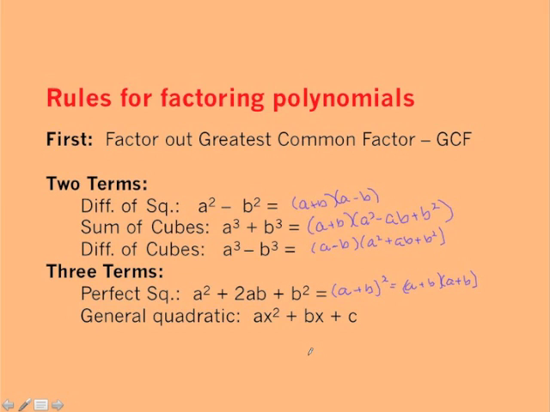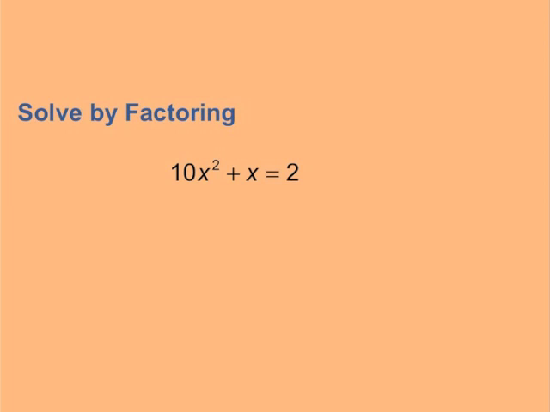A general quadratic equation, ax squared plus bx plus c, can be solved in a variety of ways. For factoring, the best way to do that is guess and check using FOIL. Here's an equation to solve by factoring. First thing we have to do is get it in standard form: 10x squared plus x minus 2 equals 0. I always try factoring first. We are supposed to solve this by factoring.